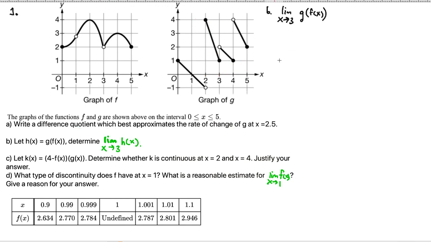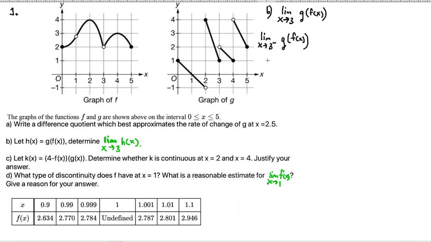Part B, they're asking for the limit of h of x, but here I just rewrote how they defined h of x, which is g of f of x. Now to do this, you always want to keep in mind coming to 3 from the left and from the right and seeing how that works with f of x. So let's see what we have. We have the limit as x goes to 3 from the left of g of f of x. And let's see what we get here.